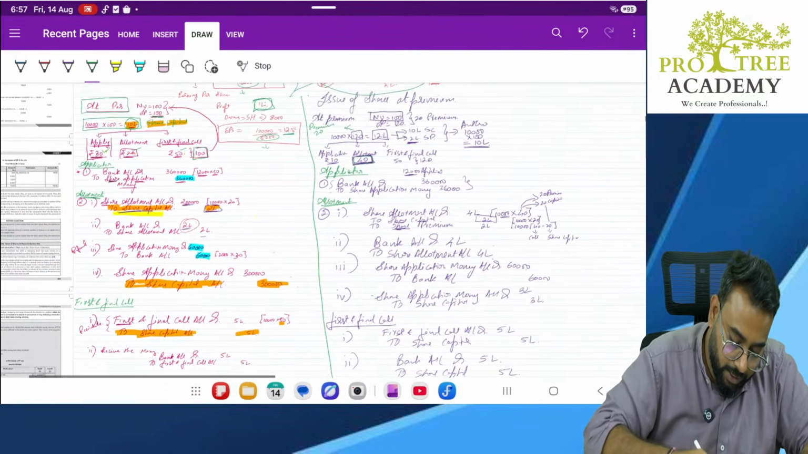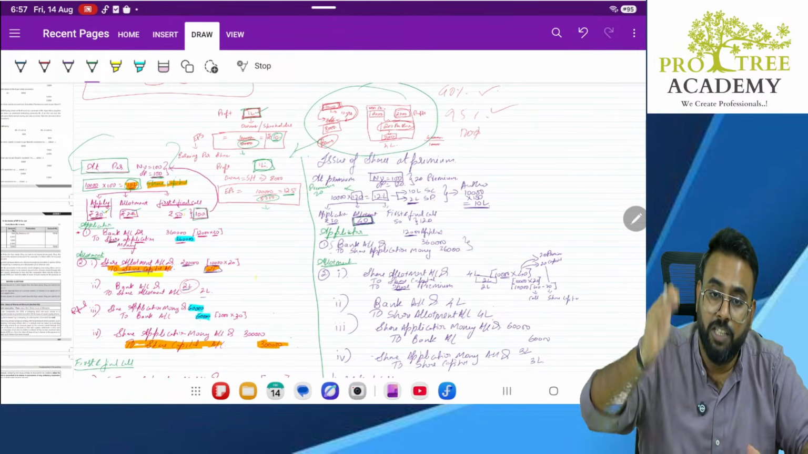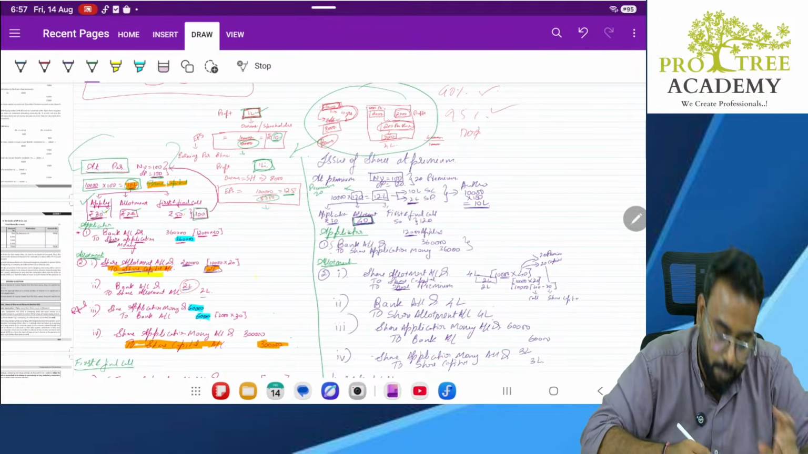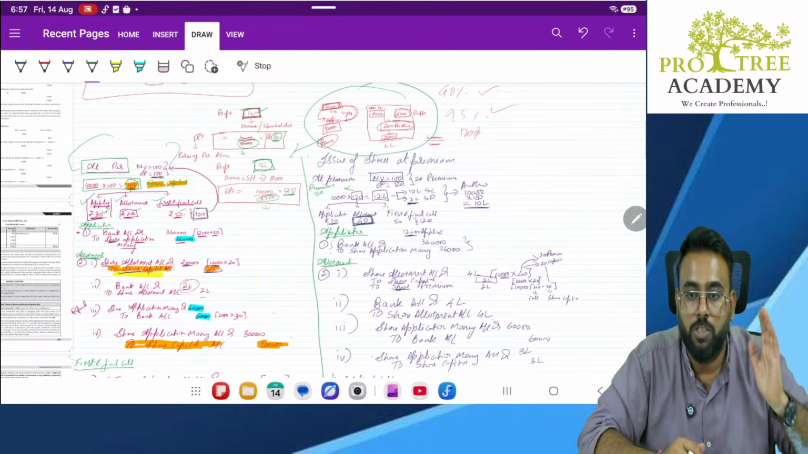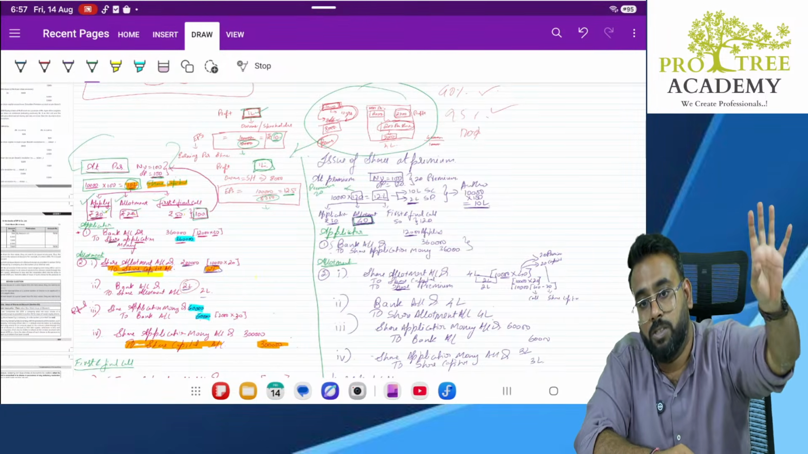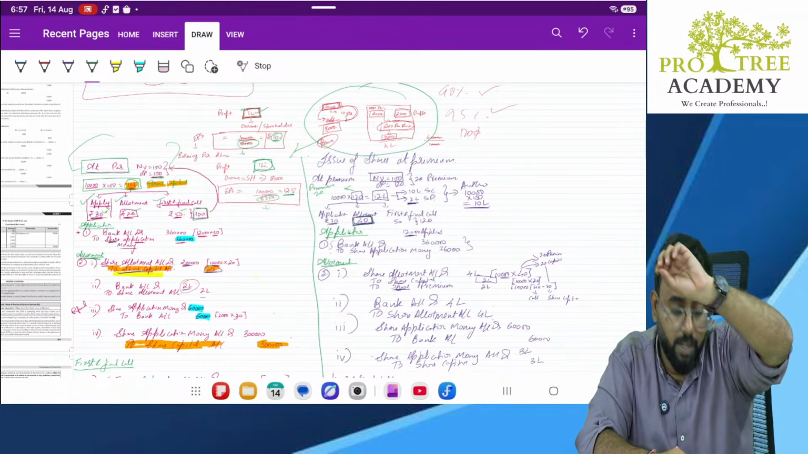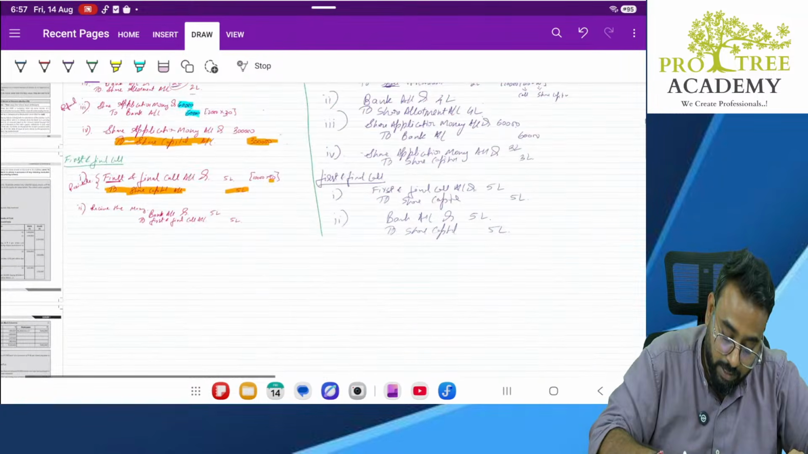See, in these journal entries, we saw the money is getting paid in installments. Correct or no? Application is one installment, allotment is one installment, first and final call is one installment. First installment, second installment, third installment. Clear?